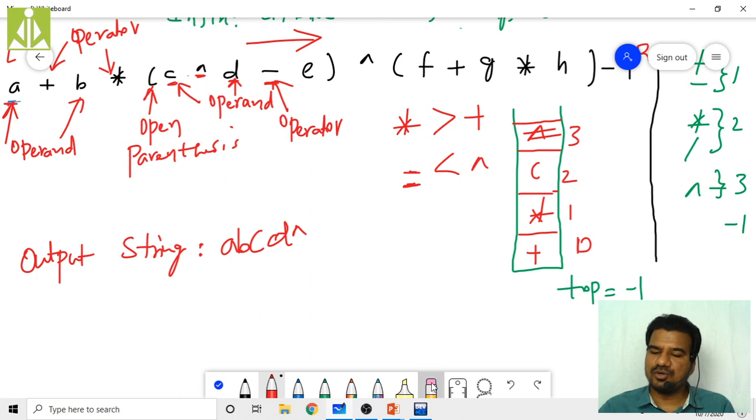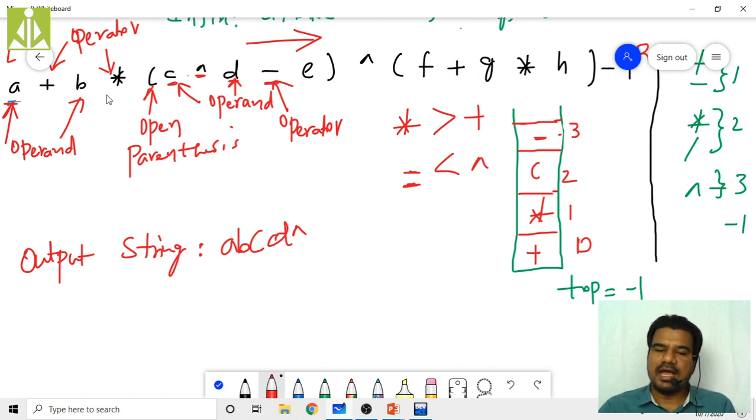So after popping this one, my stack will become like this. My top value will be 2. After that, I have to push this one into the stack. So I am pushing this minus operator to the top of the stack by incrementing the top value to 3. Okay, so till this it is clear. So we get rid of this minus.